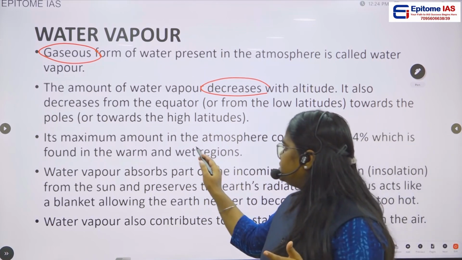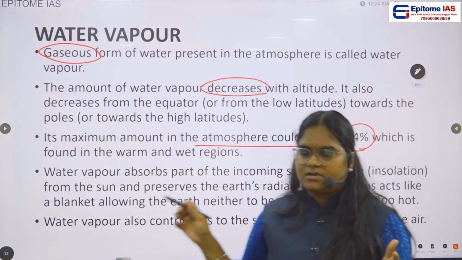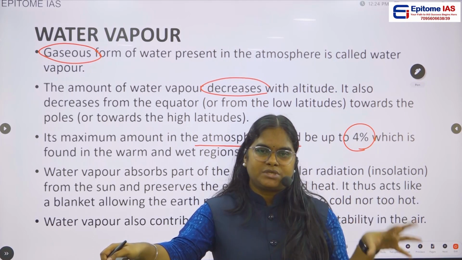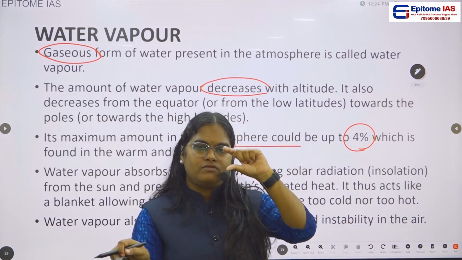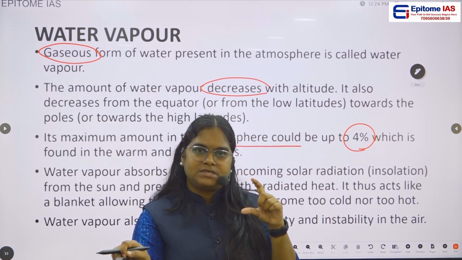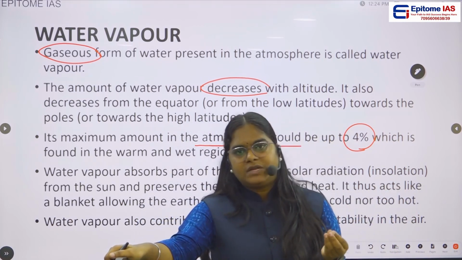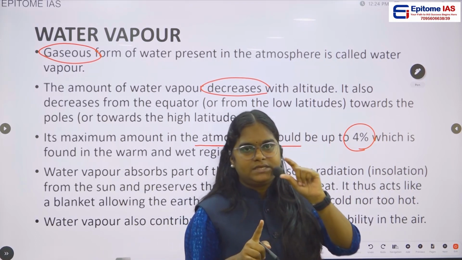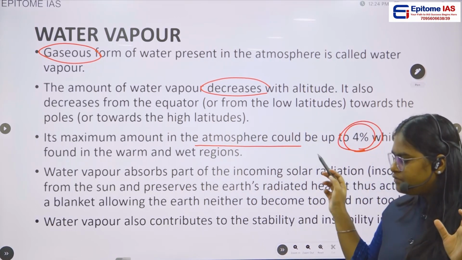So the maximum amount in the atmosphere could be 4%. Wherever there is the equatorial region or the warmer regions where there are streams and oceans, the maximum amount of water vapor that can be present in the atmosphere would be 4%. And in the polar regions, it can be less than 1%. The presence of water vapor in the atmosphere is less than 1% in the polar areas, and in the warmer areas it would be 4%.